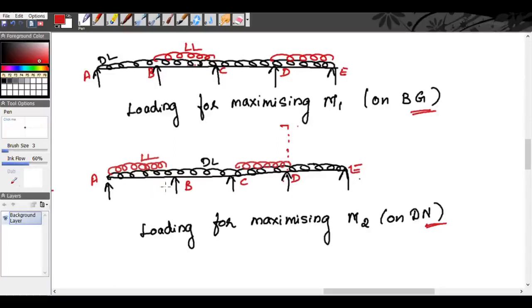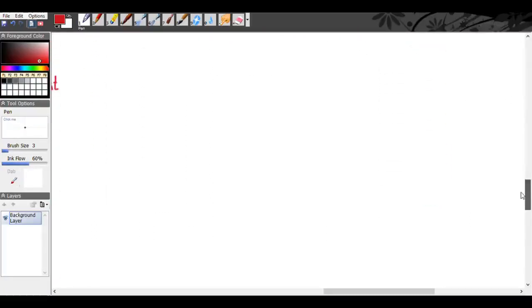For the moments, you can remember it simply. For the clockwise moment, to the right of the column you will have live load, and for the anti-clockwise moment, to the left of the column you have live loads. You can remember it like that.